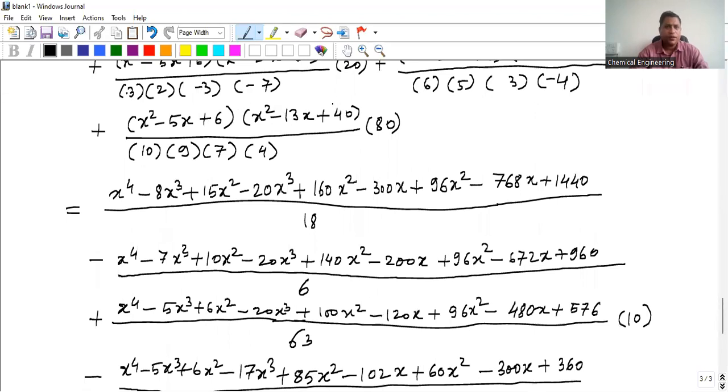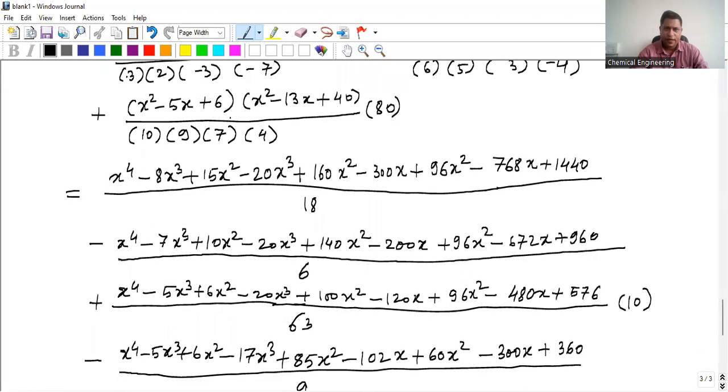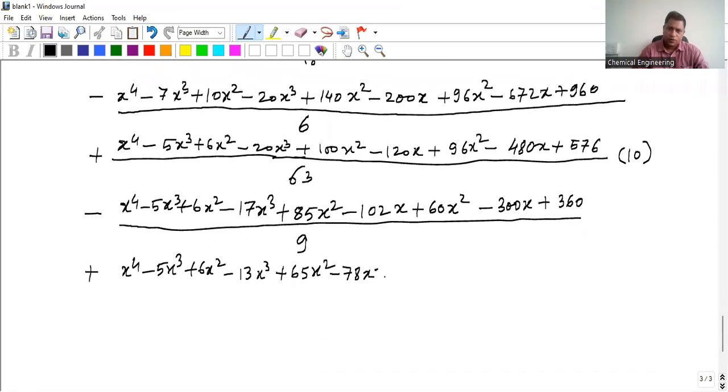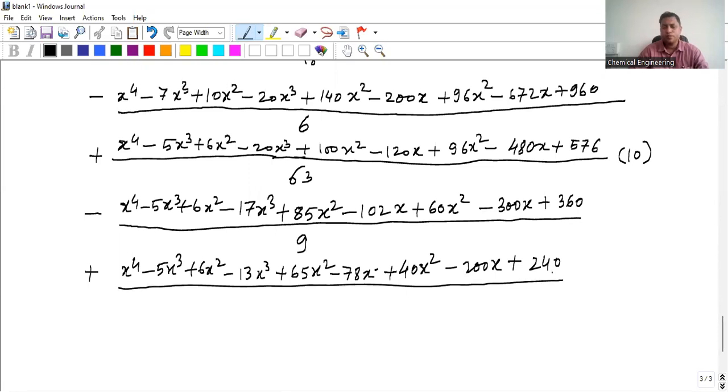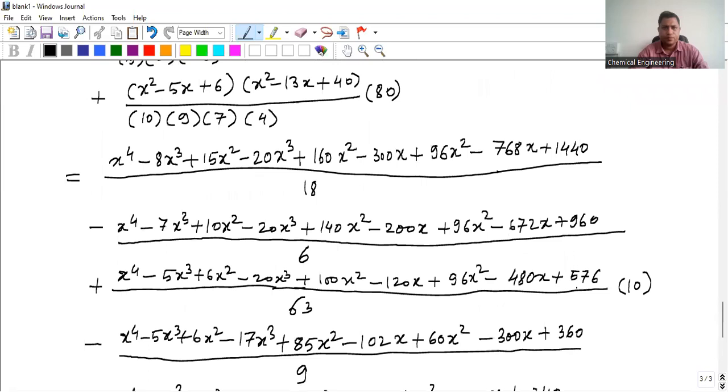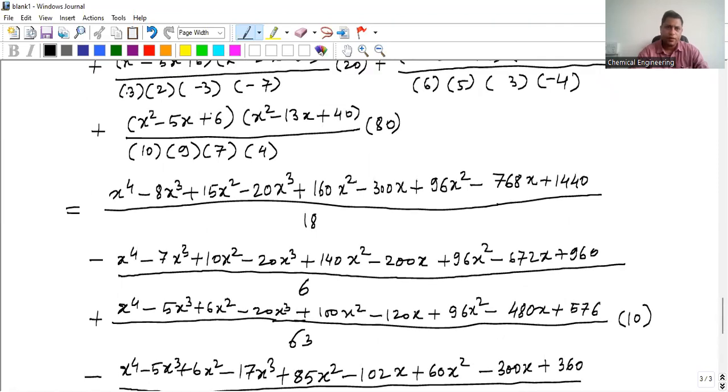Now we have to multiply by this 40. So we can have plus 40x square. So this is plus 40x square minus 200x and plus 240. Is that okay? Are you getting this? Here, this will be 6 into 40, so it is going to be 240. 5 into 40, it is going to be 200.